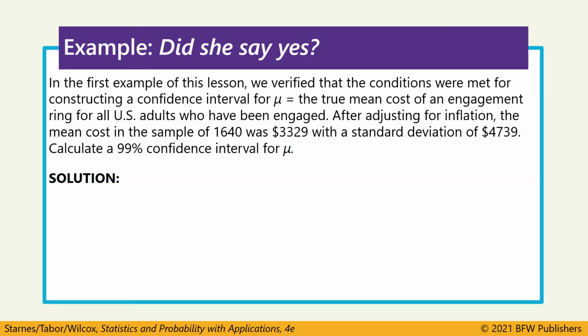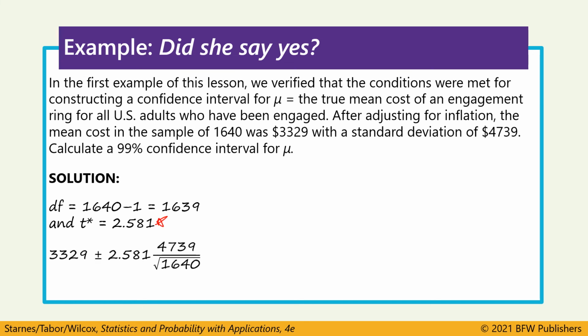We'll start by finding the degrees of freedom, which is one less than the sample size, 1639. When we look for that on the table, we see that there is no 1639, so we'll go to the closest thing while still staying under that value and go to the row that has 1,000 for the degrees of freedom. That gives us a critical t-score of 2.581.